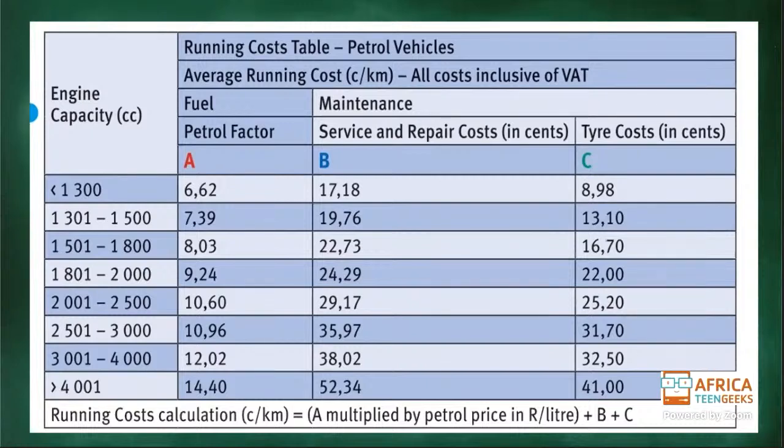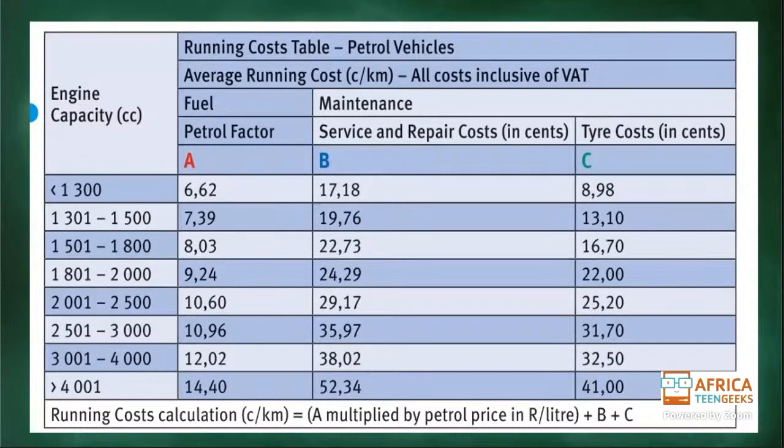You can see it's cost per kilometer. All costs are inclusive of VAT. So this C per kilometer simply means cost per kilometer. So meaning, how much does it cost per kilometer? And of course, the running cost calculation, the cost per kilometer will be equal to A multiplied by the petrol price in rands, and then you add the B and then you add C as well.